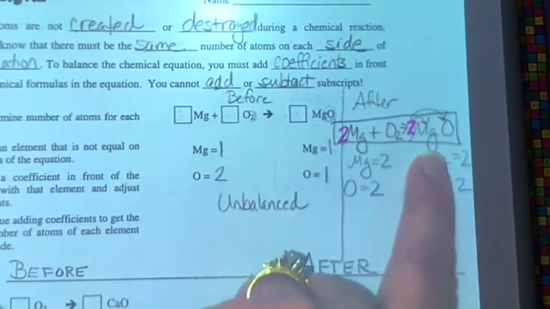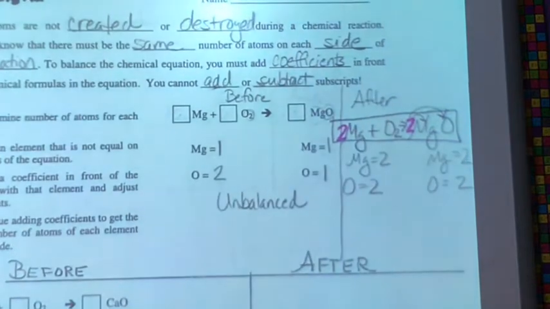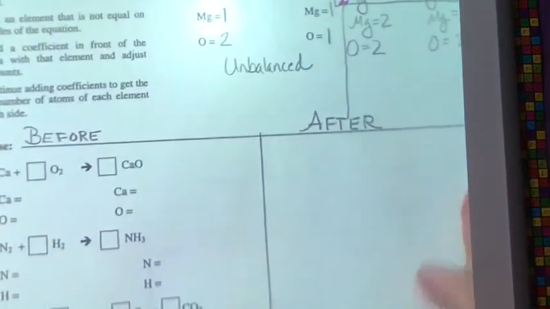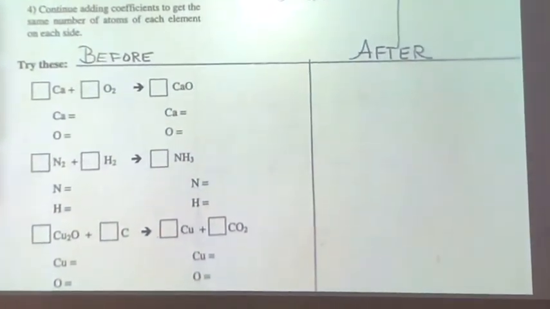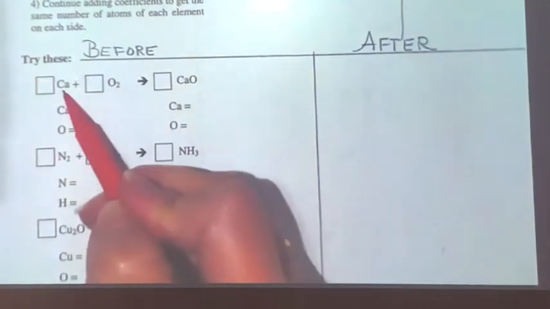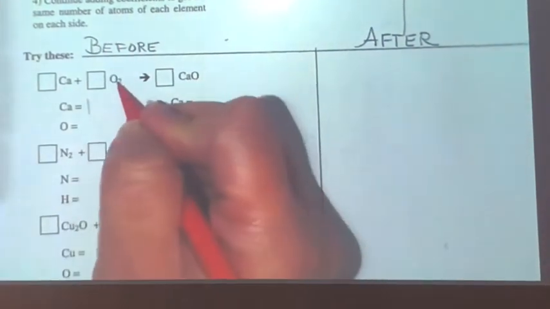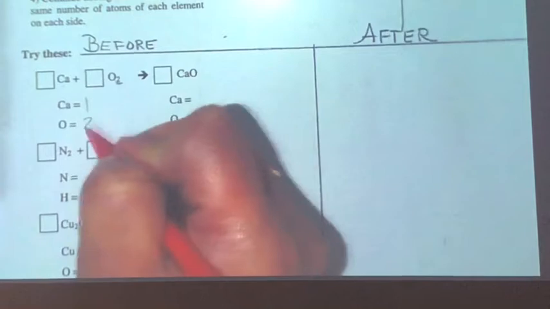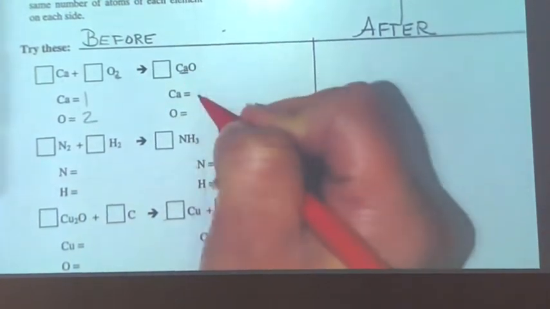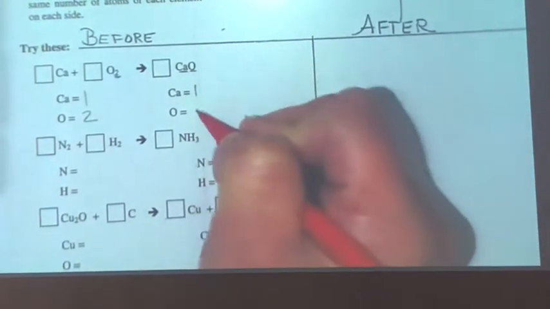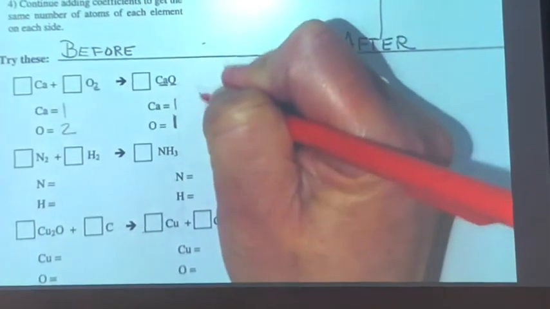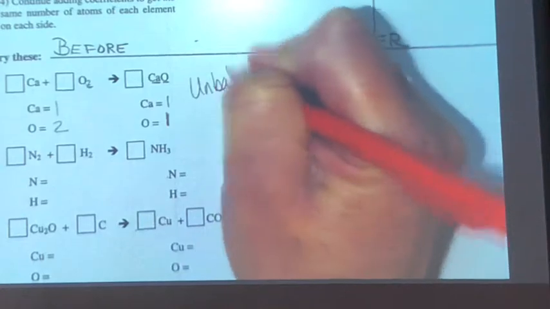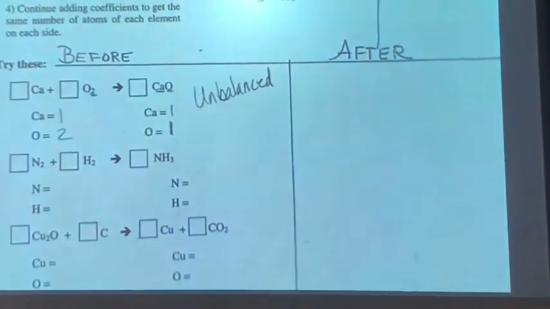All right? Okay. So let's try one more together, and then you can try the other ones on your own, and then we'll show how to do them together. All right? So the first step is do the before. How many calciums? 1. How many oxygens? 2. On this side, how many calciums? 1. How many oxygens? 1. So we know right now that this is unbalanced. We need to balance it.